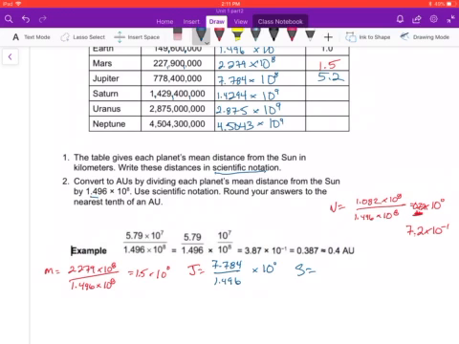And what do we have next? Saturn. I got 1.4294 divided by 1.496. And this is going to be times 10 to the first power, because this is 10 to the 9th, 10 to the 8th. 9 minus 8 is 1. So let's see what we get. 1.4294 divided by 1.496. And I get 0.95 times 10 to the 1. So if I multiply times 10, I get 9.5. So this would be 9.5.